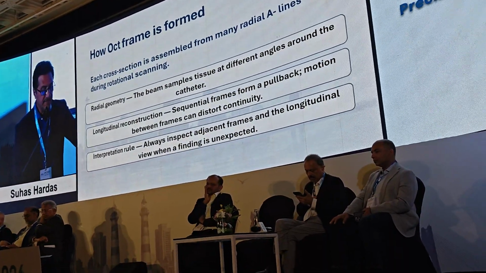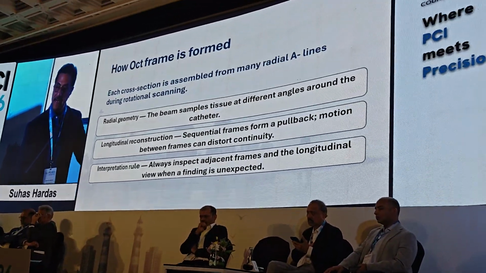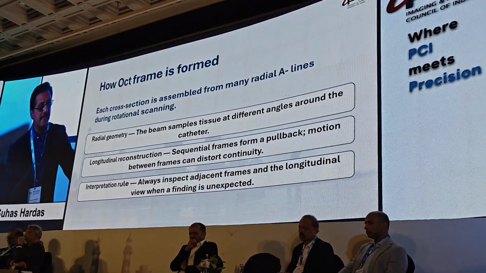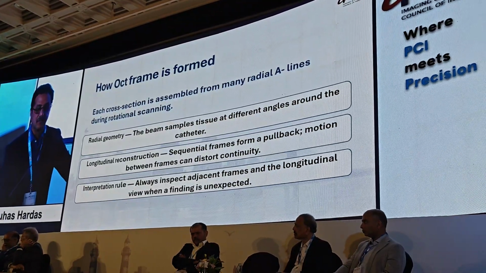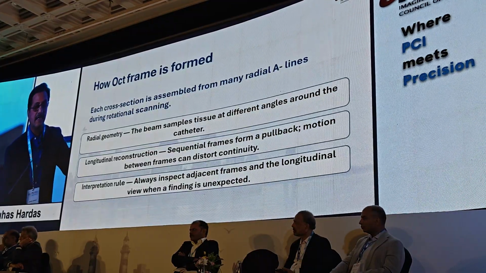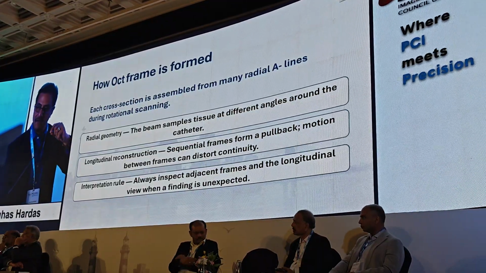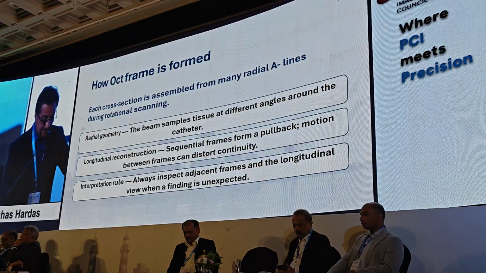How is the OCT frame formed? It always is a radial geometry, which means the light is thrown perpendicular to the long axis of the artery. But there are situations in the artery where there are twists, turns, wall-hugging catheters, etc., which can create artifacts.